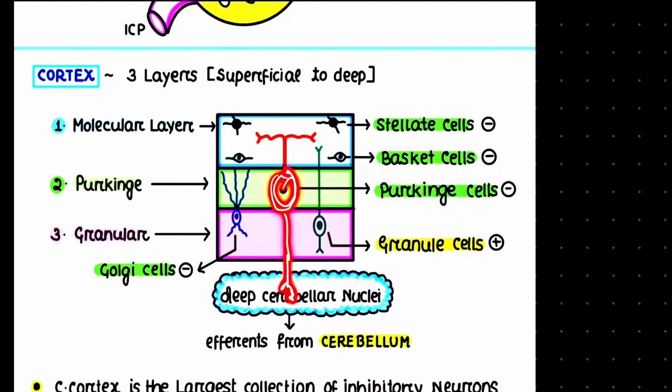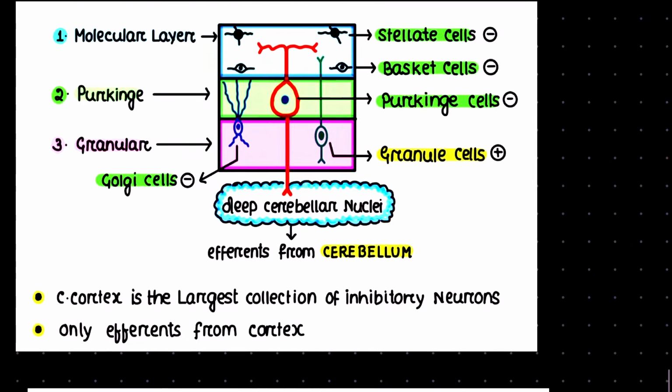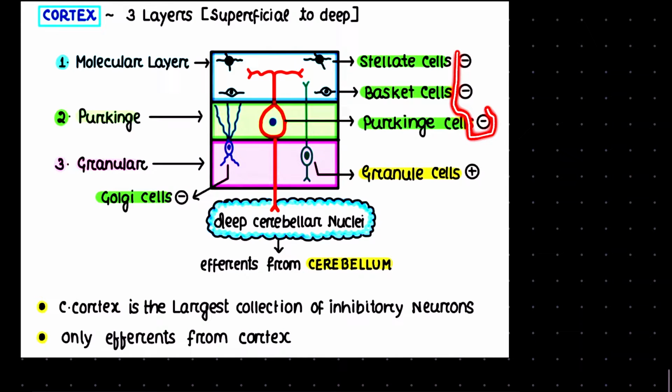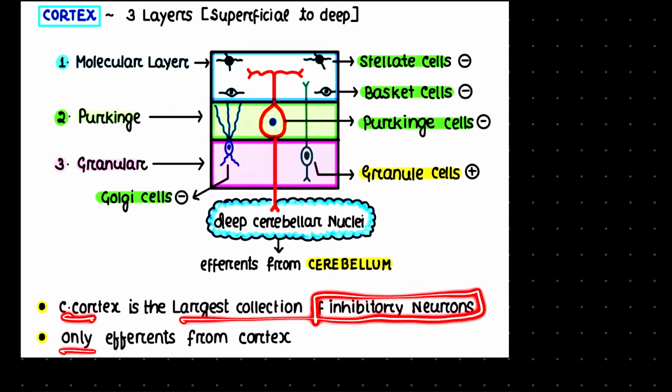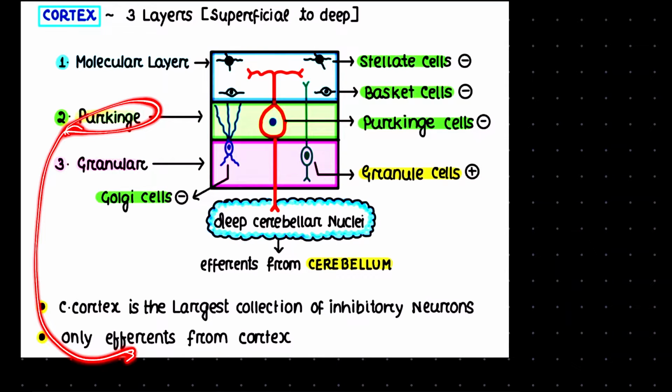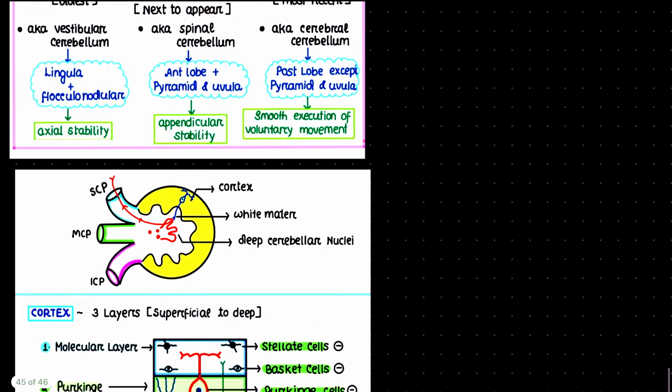So since we said that there are a large number of inhibitory neurons here in our cortex, the cortex is the largest collection of inhibitory neurons, and the only efferent from our cortex is our Purkinje cell. And this is the largest cell. Purkinje cell is the largest cell, and it is the only efferent from the cortex. Now moving further, we discussed the different layers within this cortex region.